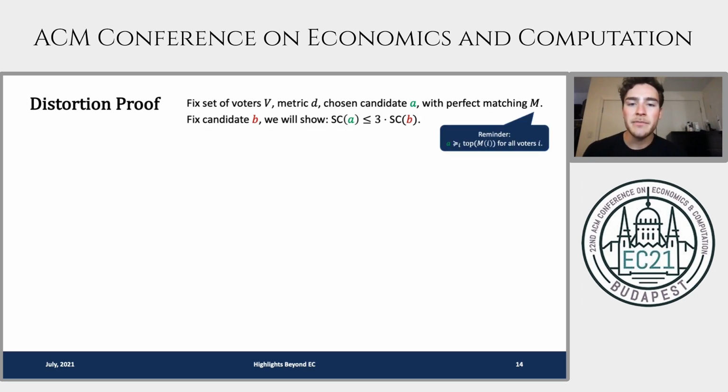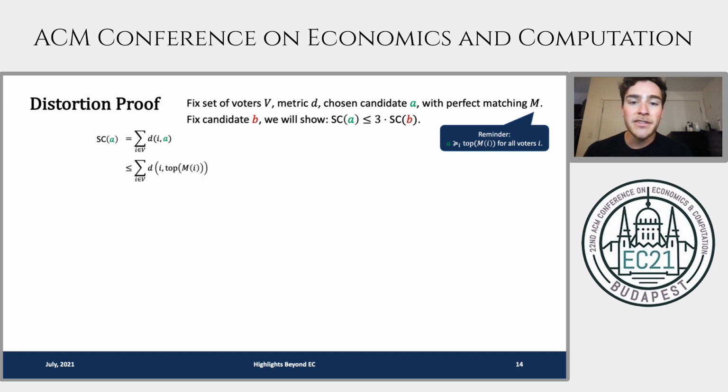And just remember, what does it mean for A to have this perfect matching? It means that if you look at any voter I, they have to prefer A, or at least weakly prefer A, to the top choice of the voter they're matched with. That's what it means to have this perfect matching. Okay, so this proof is just going to be one big equation block. We start with the social cost of A. Let's just expand this definition: the sum of all distances from voters I to A.